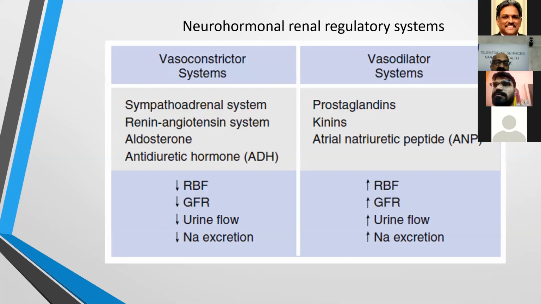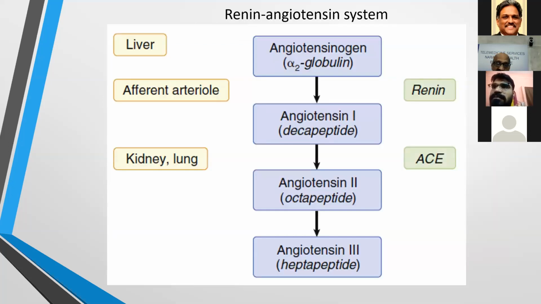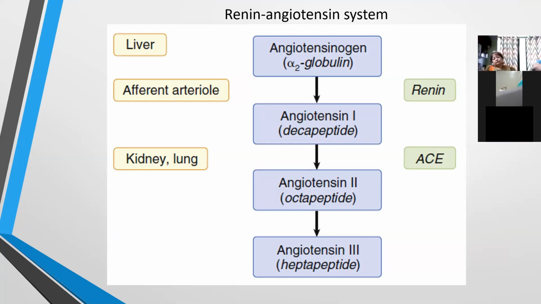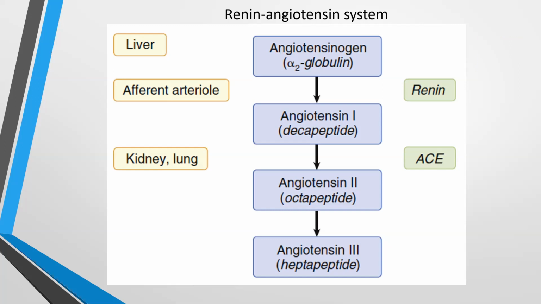With the vasoconstrictor system, renal blood flow is decreased, glomerular filtration is decreased, urine flow is decreased, and sodium excretion is decreased, and the opposite occurs with vasodilator systems. This is the renin-angiotensin system. As we said in the earlier part of the talk, renin is secreted as a result of stimulation of the chemoreceptors and baroreceptors in the macula densa and the juxtaglomerular apparatus, as a result of changes in the serum, changes in the tubular sodium concentration, and the pressure in the vasa recta.